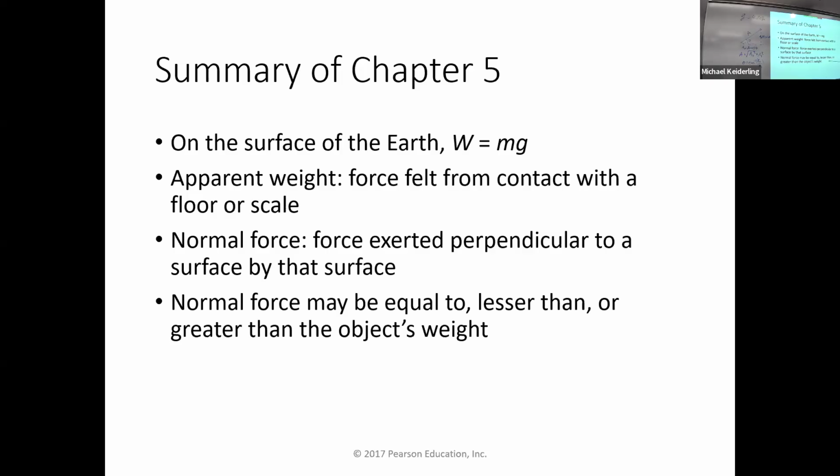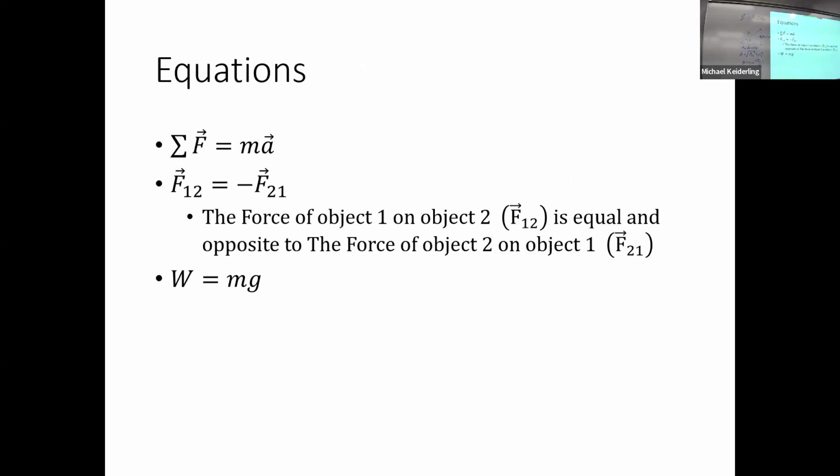So it can be equal to, lesser than, or greater than the object's weight. Because if you have an object that you're pushing down on, the normal force will have to be bigger. If you're somehow lifting it up a little, the normal force will be less. So the equations: force F equals ma, and force 1,2 equals minus force 2,1. And weight equals mg.